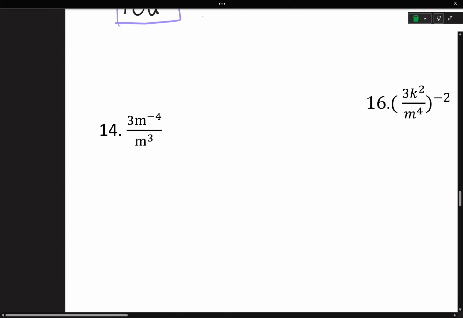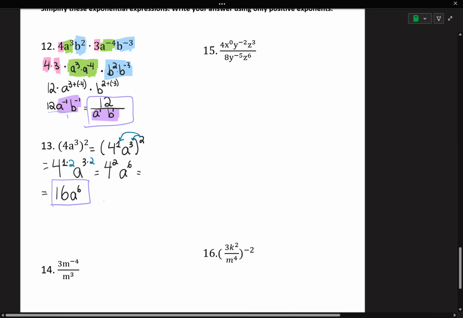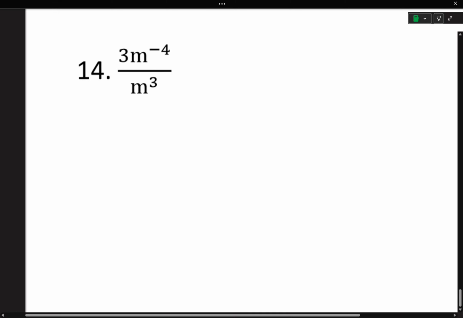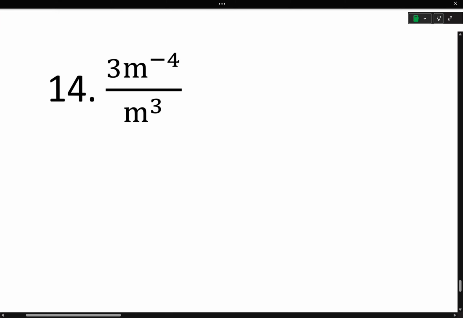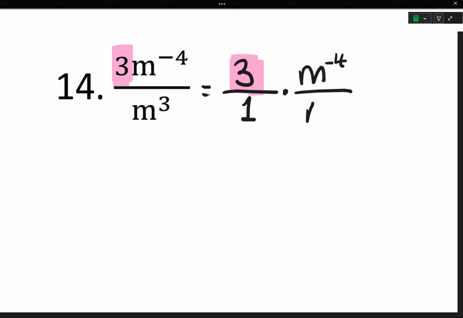Or, what I think I'm going to do with you guys is go over the quotient property. The quotient property states that if we have 2 of the same bases being divided, we subtract their exponents. So let's review that. First, I'm going to break up this fraction into 2 fractions. The first fraction is just going to have regular numbers. So 3. There's nothing on the bottom, so I'm going to put a 1 as a placeholder. Now let's break up the m's.